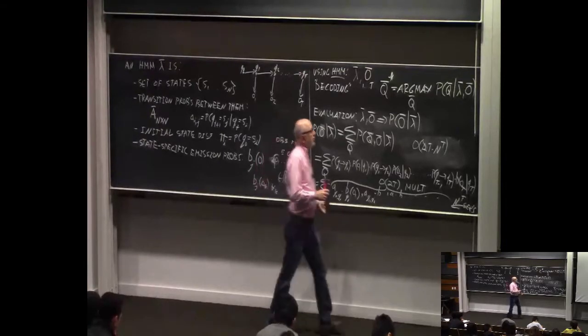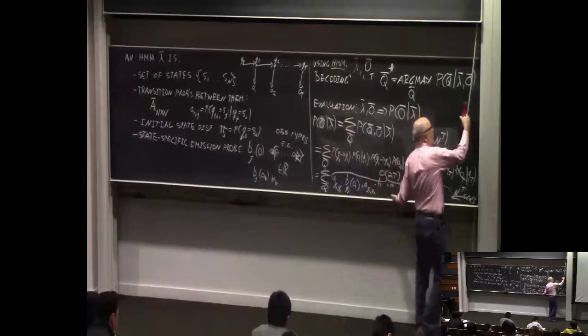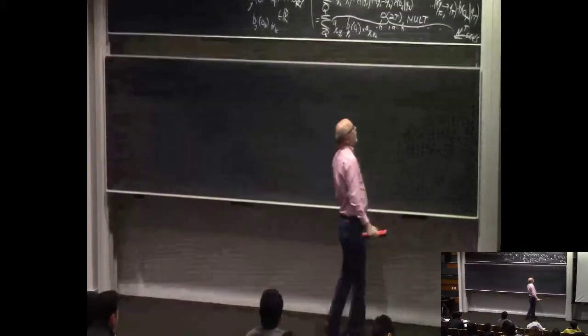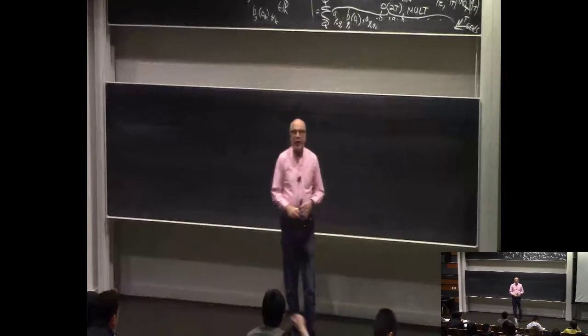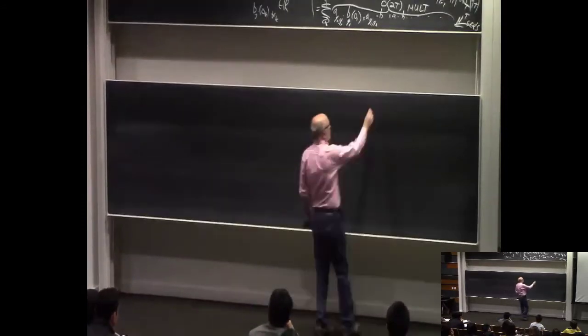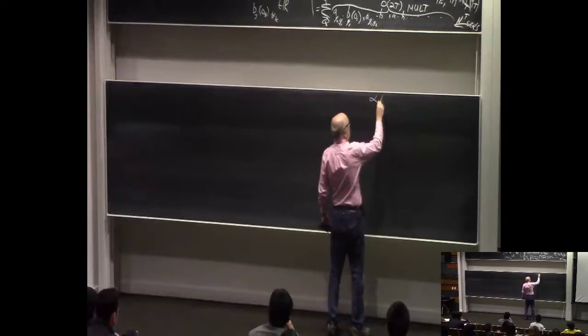And the way we do that is with a recursive calculation that we keep track of in a table. It's called the alpha table, alpha or forward table.